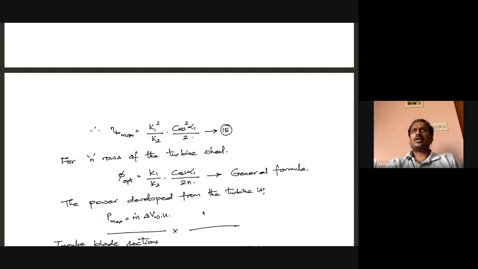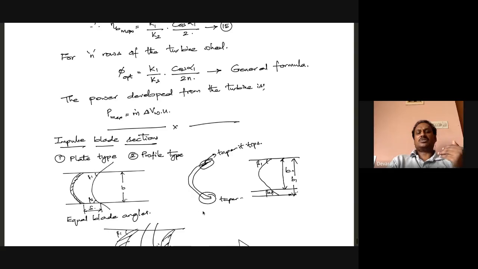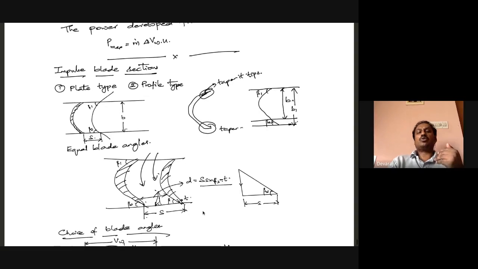So already if you know delta VW, just multiply by U, multiply by mass flow rate, you will be getting the corresponding power developed by that particular turbine. It can be 2 stage, it can be 3 stage, whatever. That's a general expression. So this is about your expressions for optimal speed ratio, work done, and your blade efficiency. So there are some theoretical aspects which you people have to look into.